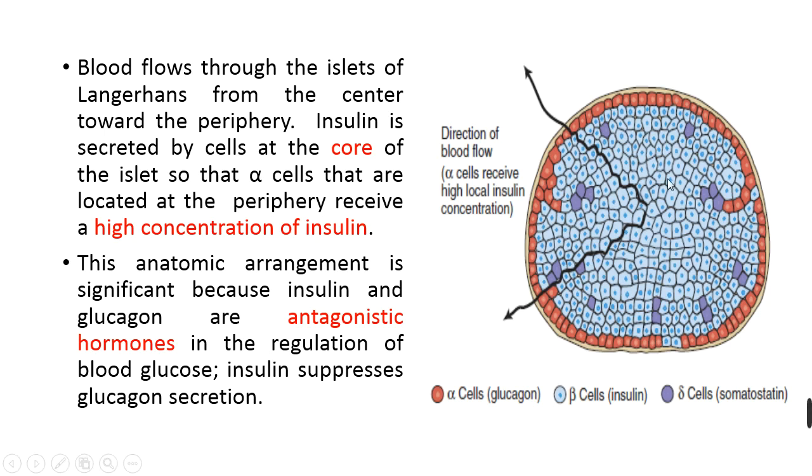So, when the insulin is secreted by the cells at the core of the islets, the insulin will pass towards the periphery of the islets of Langerhans. It will pass towards the alpha cells, which produce glucagon, the antagonistic hormone of insulin. When this high concentration of insulin passes towards these cells, they will be stimulated to produce glucagon. Why? To suppress insulin production in a high concentration. This anatomical arrangement is important for regulation of blood glucose and suppressing insulin from increasing in concentration.